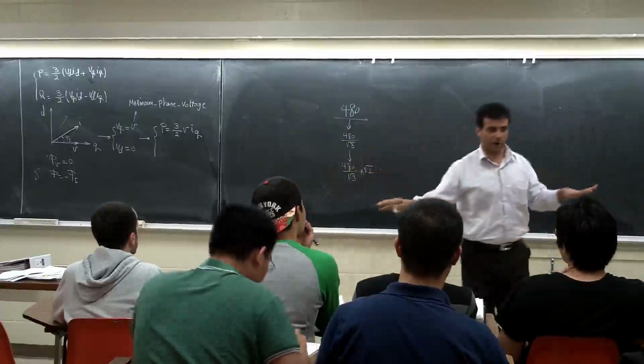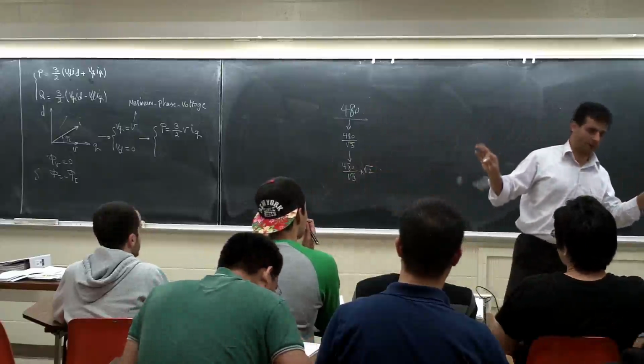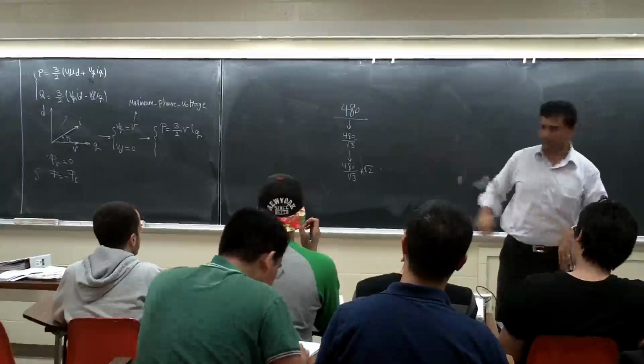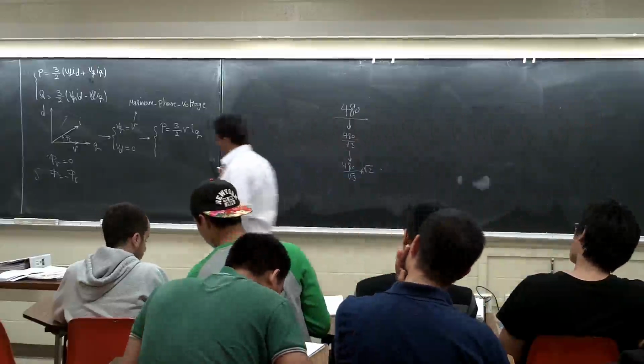So one parameter is gone. Two parameters, VD and VQ, are gone. So I have one constant number. It's going to make it easier. And how much is the Q?